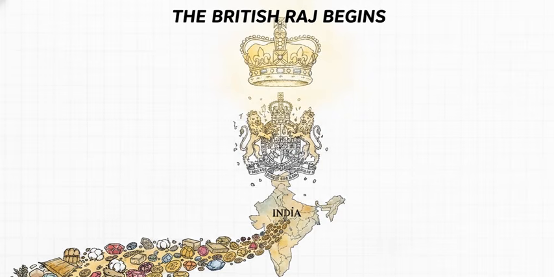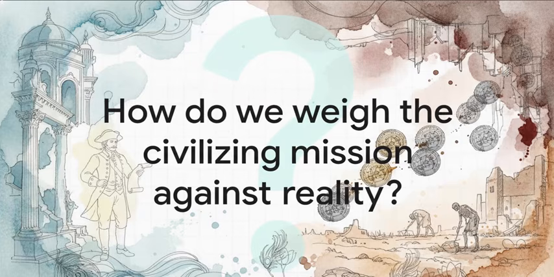The nature of the occupation shifted from corporate plunder to a formal imperial government, but make no mistake, the systemic extraction of India's wealth continued right along with it. As we wrap up this explainer on Chapter 4, I really want to leave you with a final thought to chew on. When a colonizer claims a civilizing mission, how do we weigh those grand words against a reality of economic drain, cultural destruction, and devastating famines? History forces us to look past the rhetoric and the polished paintings and look directly at the devastating systemic realities left in their wake.